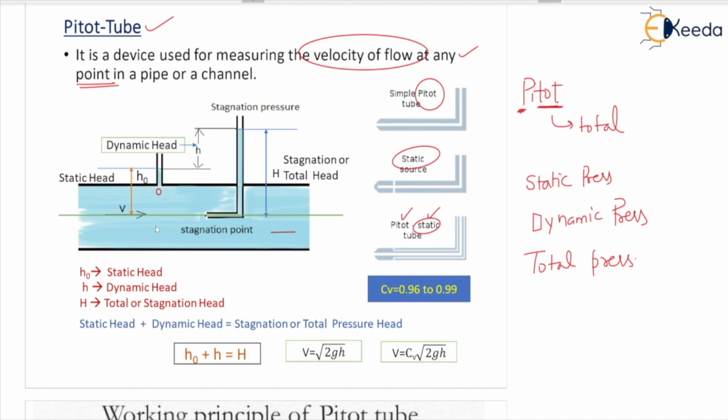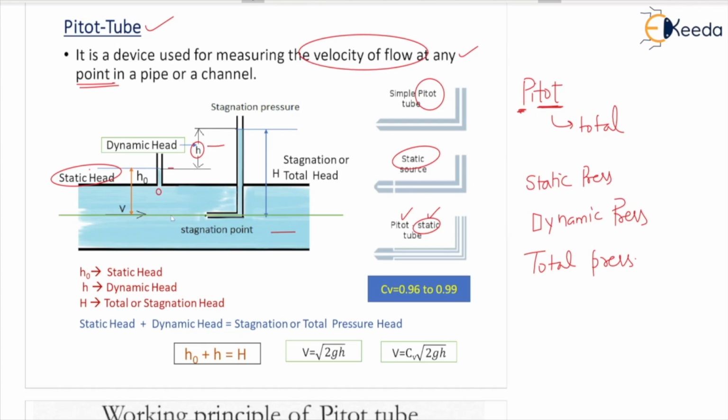All the distances are measured from the center line. Very important. Whenever you are having a center line or pipe, all the distances are measured from the center line. So from the center line, this is written as static head. Look at this, static head, correct? And here dynamic head H. This is your dynamic head, right? This difference you can see here, this height to this height.